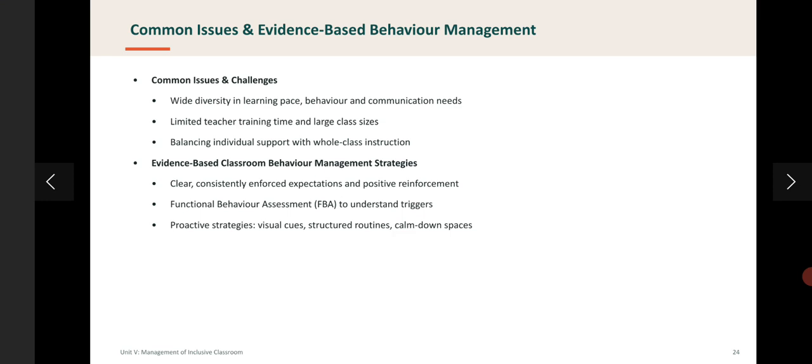Okay, see now. The common issue is all about wide diversity in learning pace and behavior. Limited teacher training is important, and large class sizes, balancing individual support. Evidence based means clear, consistently enforced expectations, positive environment, functional behavior assessment to understand triggers. Proactive strategies: visual cues, structured routine, calm down spaces.